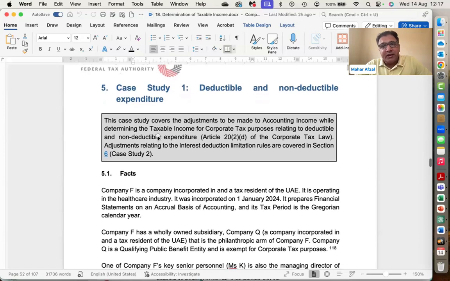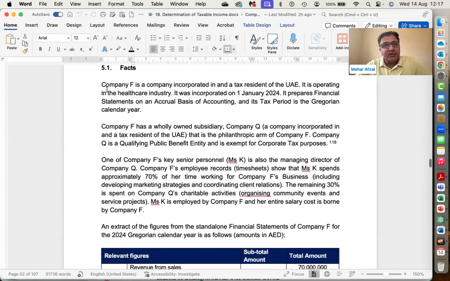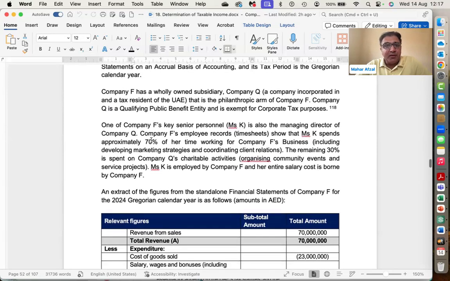First case study, deductible and non-deductible expenditure. If you are going through this case study, you can go through this. This is a company F, a UAE company, wholly owned subsidiary company Q. Company F has one senior personnel, 30% of whose time goes to non-business use and 70% to business use.